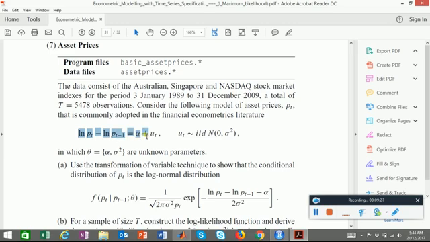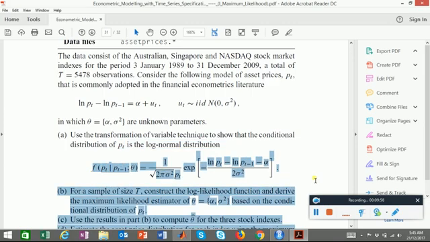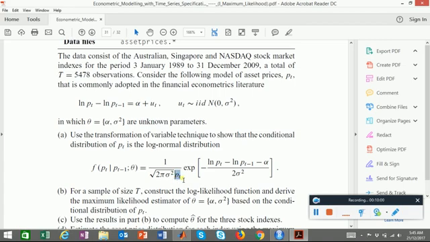Okay, that is the equation. As we know, log of price minus log of price in the earlier period equals alpha plus u_t, where alpha, the mean, and sigma square are unknown parameters. Use the transformation of variable technique to show that the conditional distribution of price is a log normal distribution. We're simply transforming equation 1 by root over twice pi sigma square, price, exponential of log of P_t minus the lagged log price minus the constant alpha goes to the left hand side, where u remains on the right hand side.